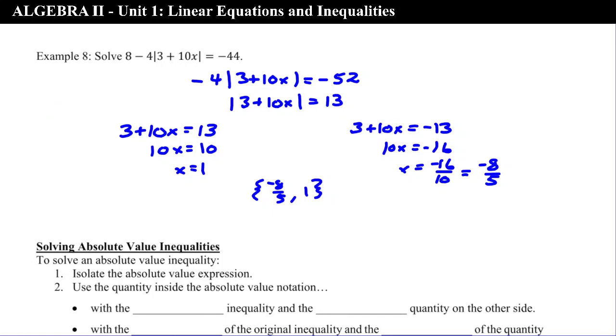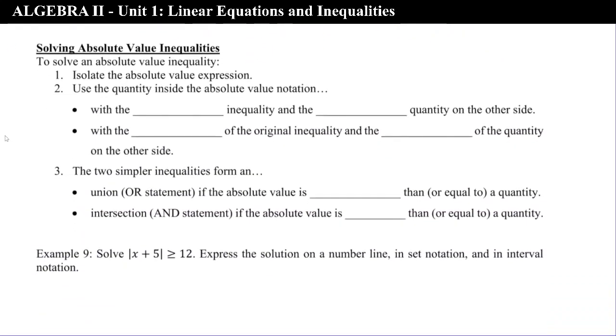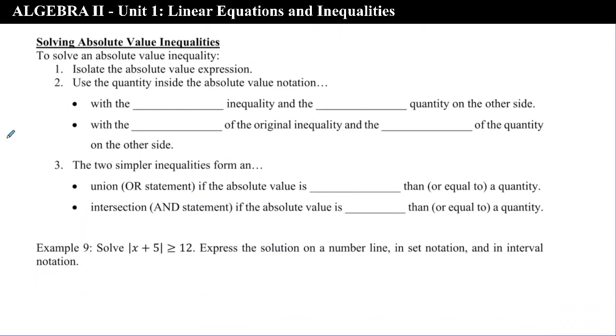So solving absolute value equations are fairly straightforward. Now let's talk about solving absolute value inequalities. To solve an absolute value inequality, first you want to isolate the absolute value expression, which is what we did in the equations. And then you use the quantity inside the absolute value notation with the original inequality and the original quantity.